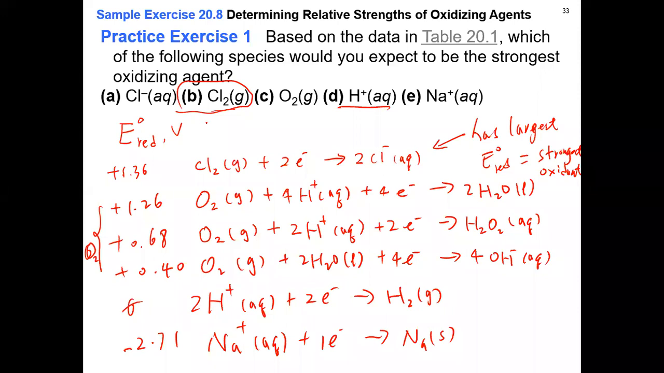Any questions? If you have a question, you can raise your hand by going to participants and clicking on raise your hand.